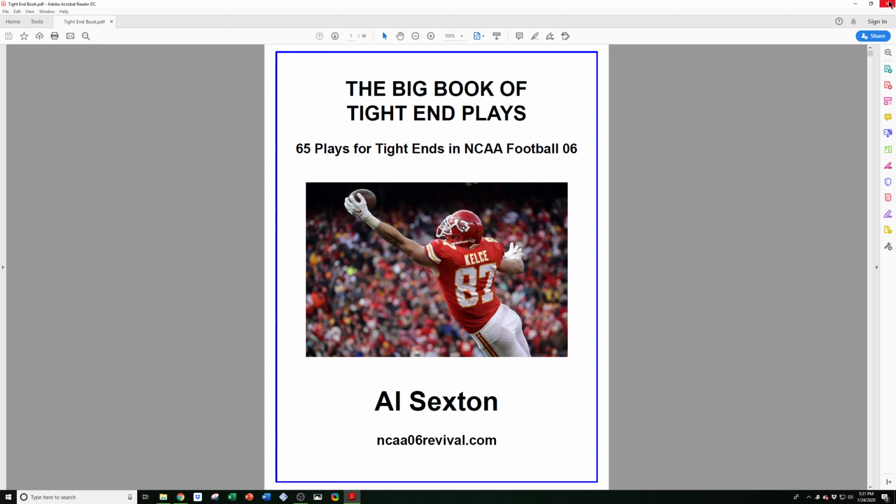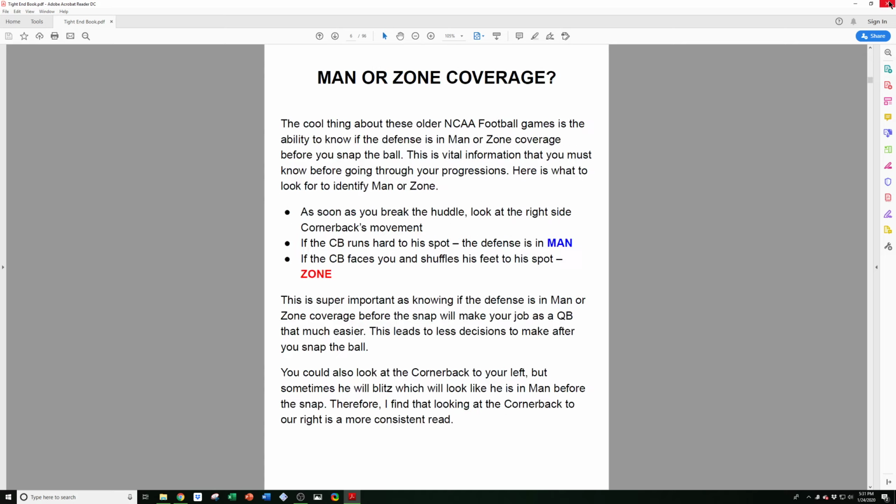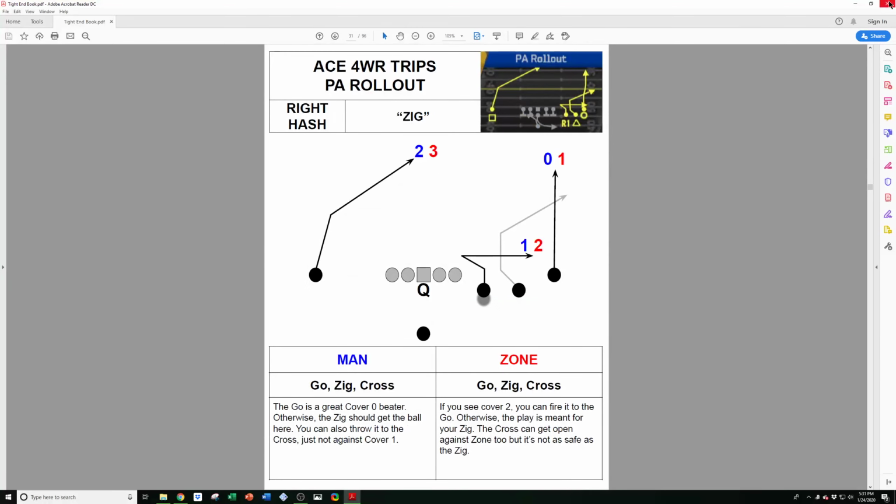One thing I wanted to show you as a bit of a preview was the new layout of the play slides. Let's just go to a play. We'll go to Ace 4 wide receiver trips PA rollout. Here at the top is the name of the play. To the right is the original play art. This is good for those who like to have that visual when they're actually playing the game to know what to look for, as opposed to trying to work off of my play art.